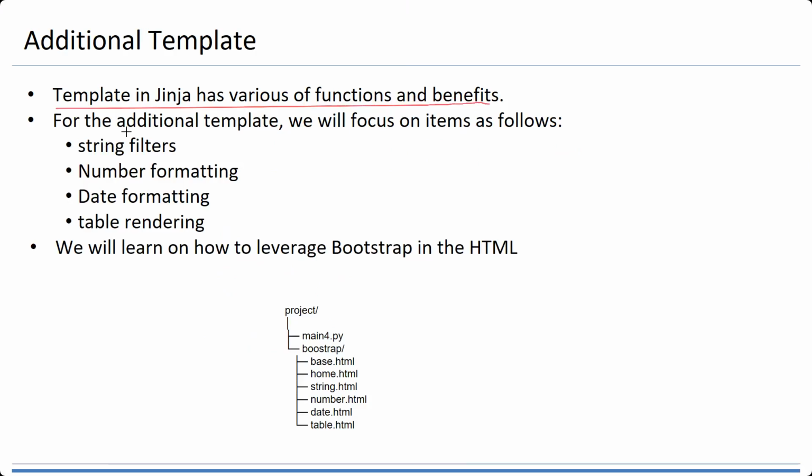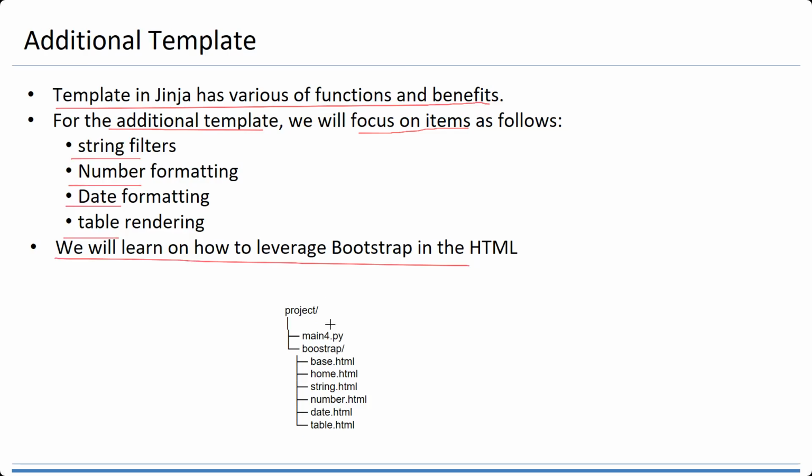So for this section, I'm just going to focus on items like string, number, date, and table. Okay, if you want to explore more, please check the official website of FastAPI. You can try to figure out what you need for your web development. And also we will learn how to leverage Bootstrap in the HTML.